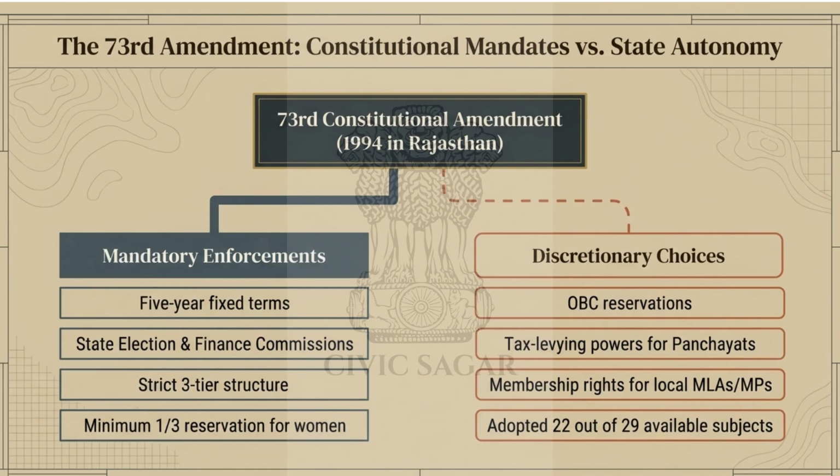With the 73rd Constitutional Amendment in 1994, local governance moved from an ideal to a constitutional requirement. The Central Act mandated fixed 5-year terms, direct elections, regular finance and election commissions, and a minimum one-third reservation for women. States retained flexibility over local policy, allowing Rajasthan to implement OBC reservations, define local taxation rules, and adopt 22 out of the 29 constitutional subjects.